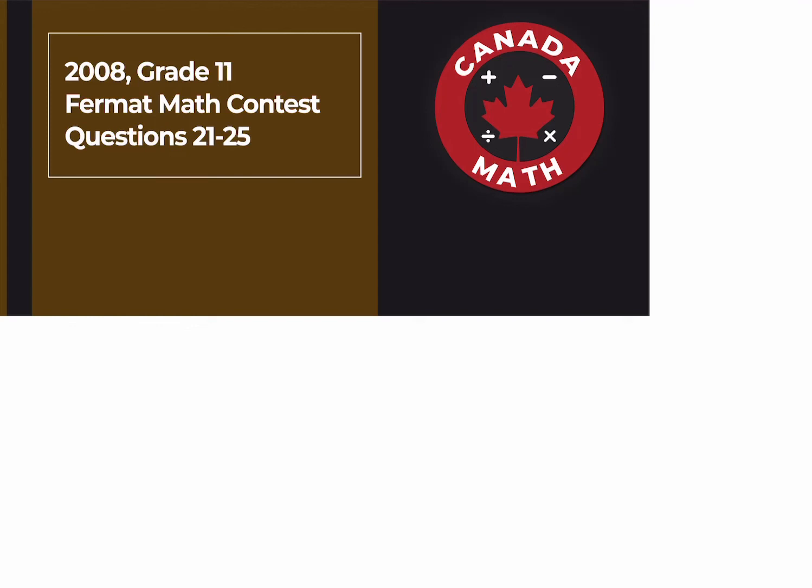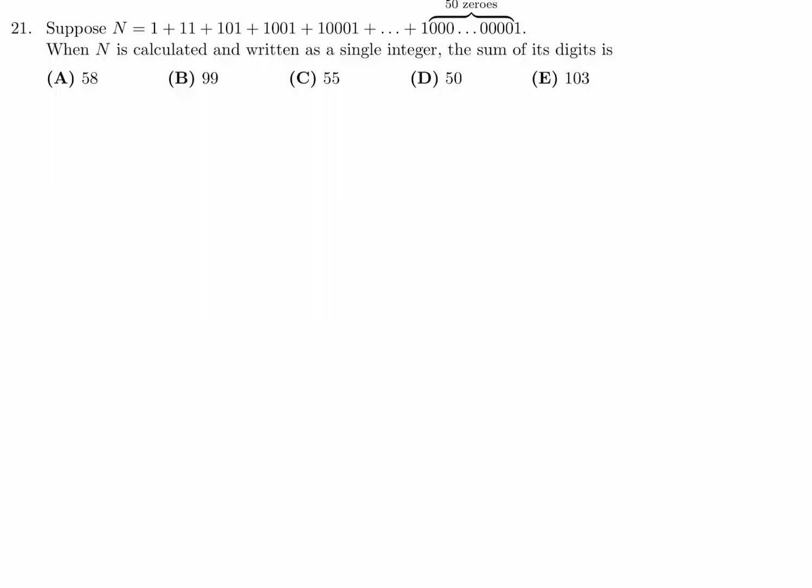Questions 21 to 25 on the 2008 Grade 11 Fermat Math Contest. Suppose n is equal to 1 plus 11 plus 101 plus 1001 plus 10,001, and so on, until you get to this number, which has 50 zeros. When n is calculated and written as a single integer, the sum of its digits is.